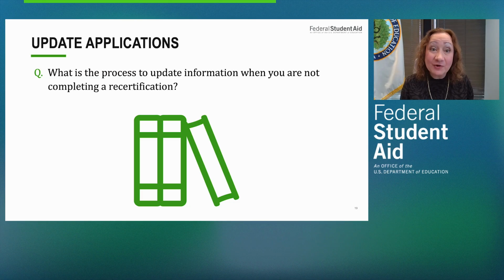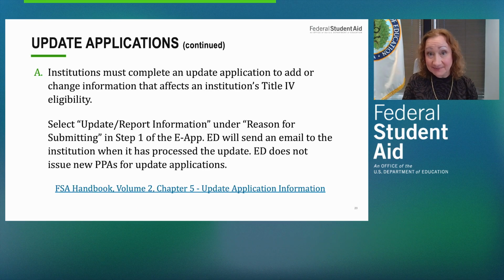All right, we have another question, and this is about updating information on the EAP. And the question asks, what's the process to update information when you're not completing a recertification? Well, let's go ahead and review that answer on the next slide. Schools must complete an update application to add or change information that affects their Title IV eligibility. For example, you may need to add a new program or a new location or even change an official.